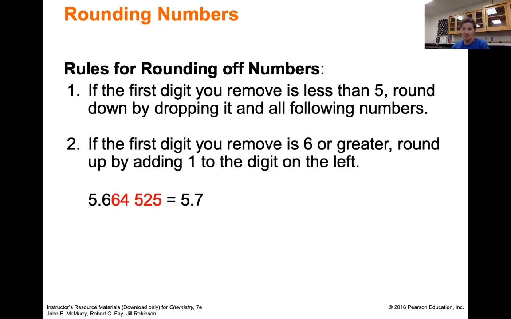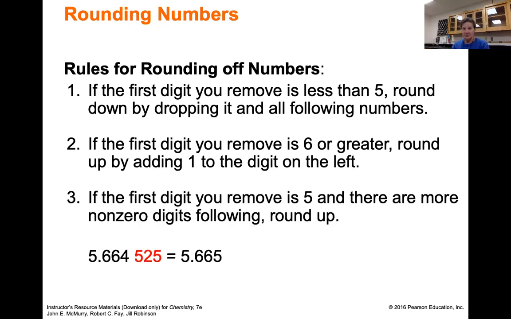If the first digit you remove is 6 or greater, round up by adding 1 to the digit to the left. So if I wanted to round that same number to 2 significant figures, 5.66, the digit I'm going to drop, the 6, is bigger than 5, so I'm going to round the 5.6 up to 5.7. So if the first digit you remove is 5 and there are more non-zero digits following, round up. So that makes sense. I'm going to round up because this is greater than halfway. 525 is bigger than just 5, so I'm going to round it up, so it'll be 5.665.